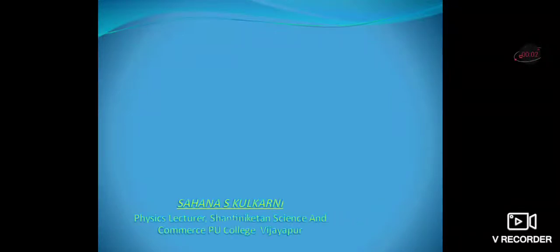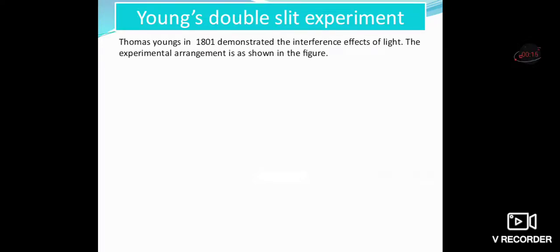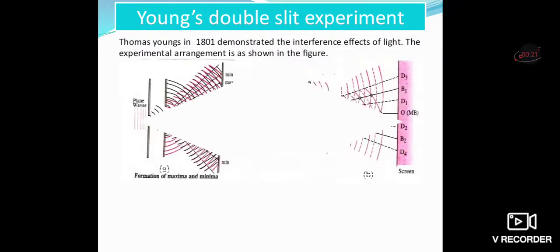Hello everyone. Today again we are going to discuss the continued part of wave optics in this session. In that, first we are going to discuss Young's double slit experiment. Thomas Young in 1801 demonstrated the interference effect of light. The experimental arrangement is as shown in the figure.